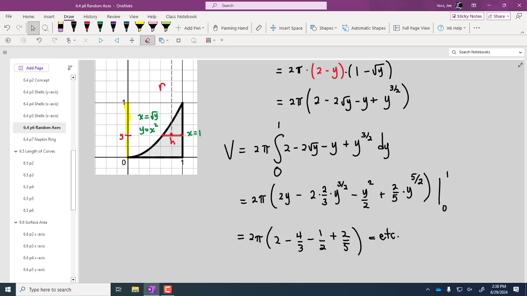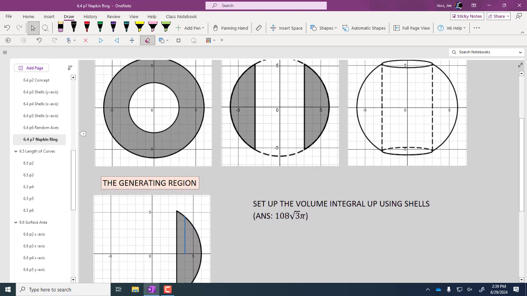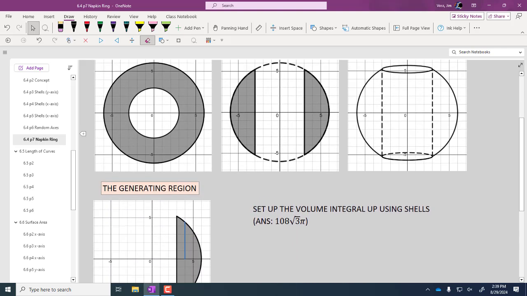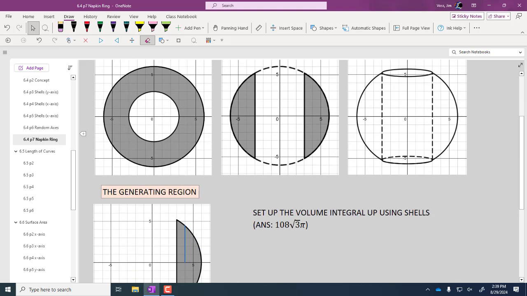All right, we'll go to the napkin ring. I've always wanted to know the volume of a napkin ring. We've got this napkin ring type object: a sphere with a hole drilled out in the middle of it. We're going to drill out a hole of radius 3 symmetrically through a sphere of radius 6. This is looking down from the top. The top view shows this circle of radius 6, and there's the circle of radius 3. That's the hole being drilled out.